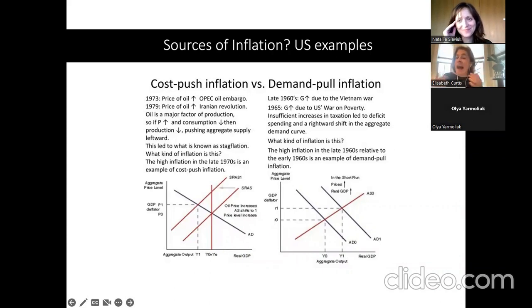So when I teach this, I think about the types of inflation because, of course, the Fed, the monetary policymakers, can affect demand pull inflation. They can have an effect directly on the demand side of the economy, but they have a harder time doing anything about cost push inflation.